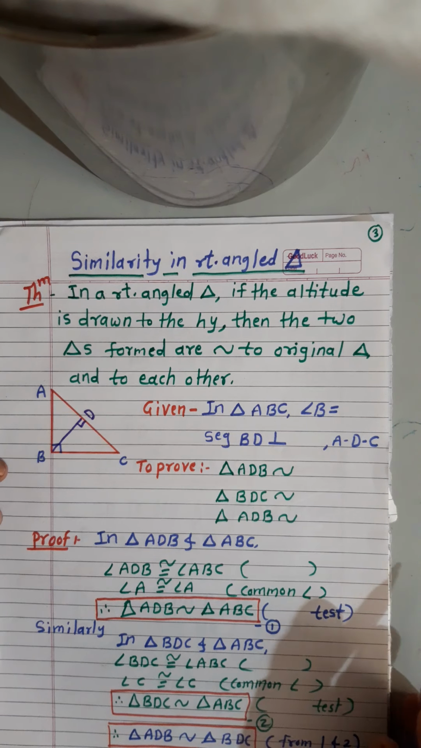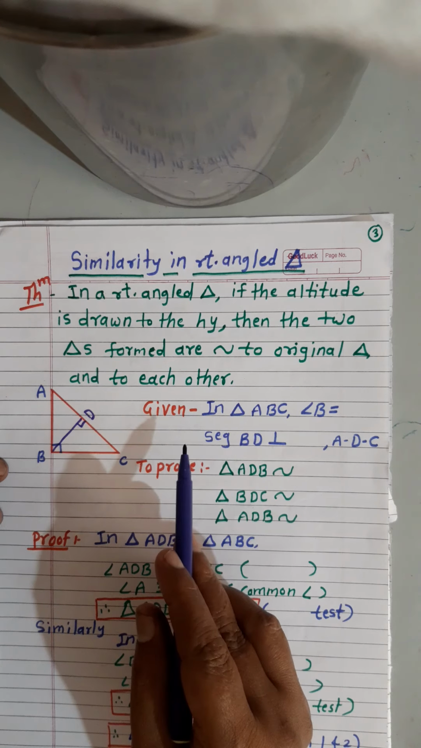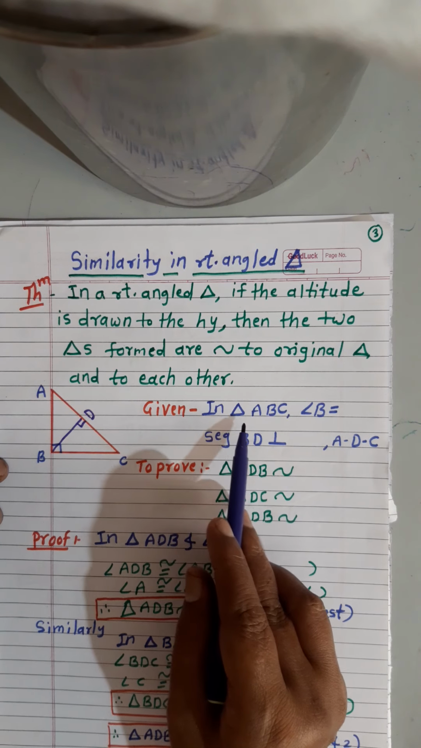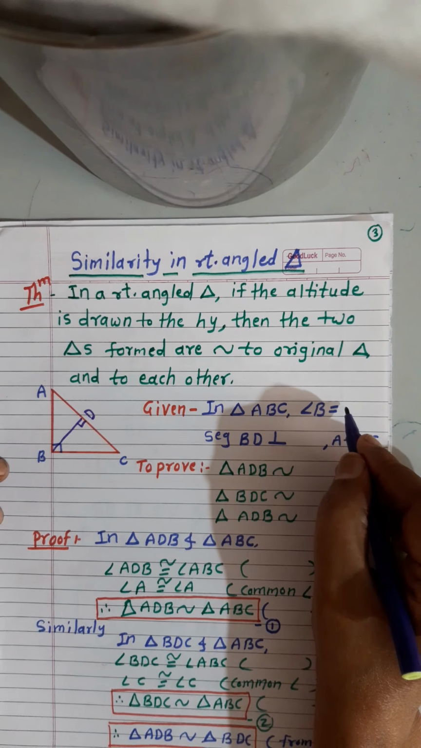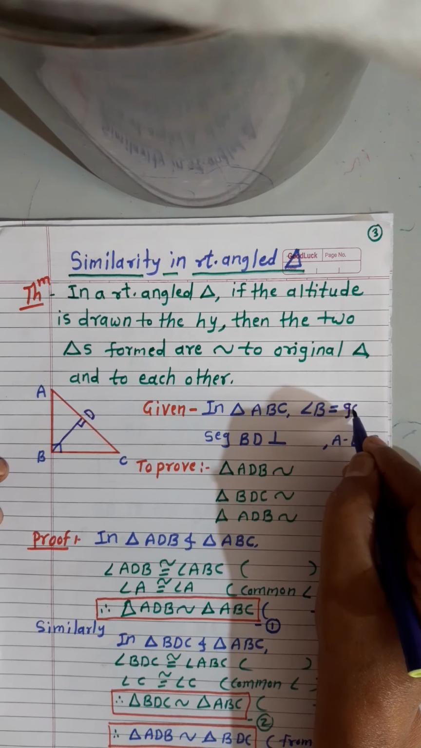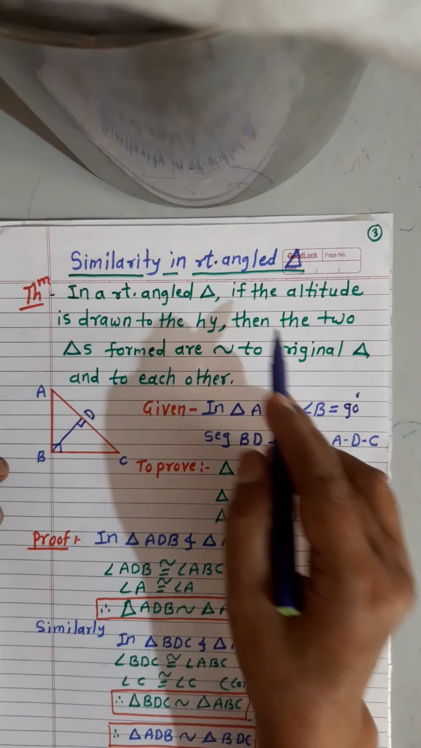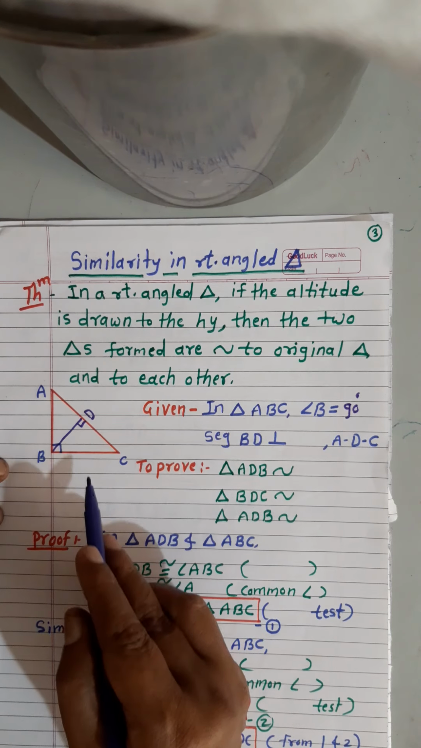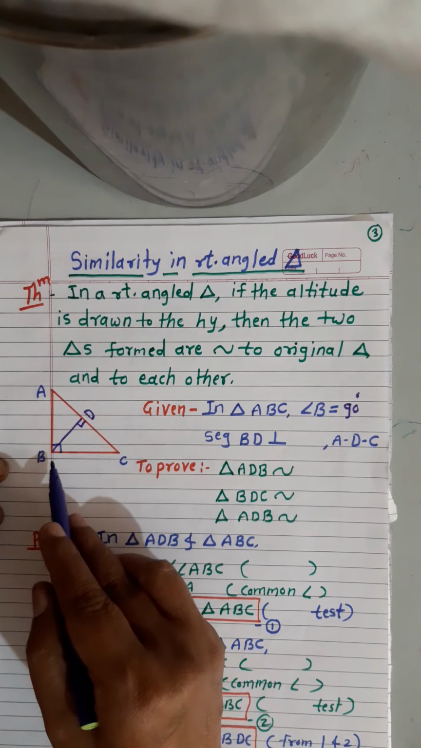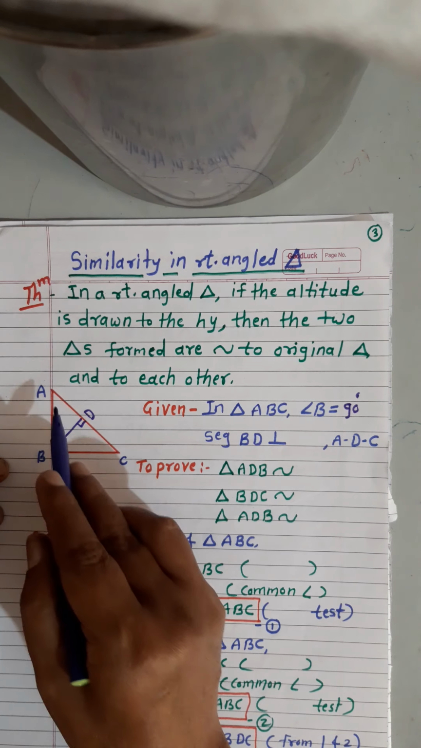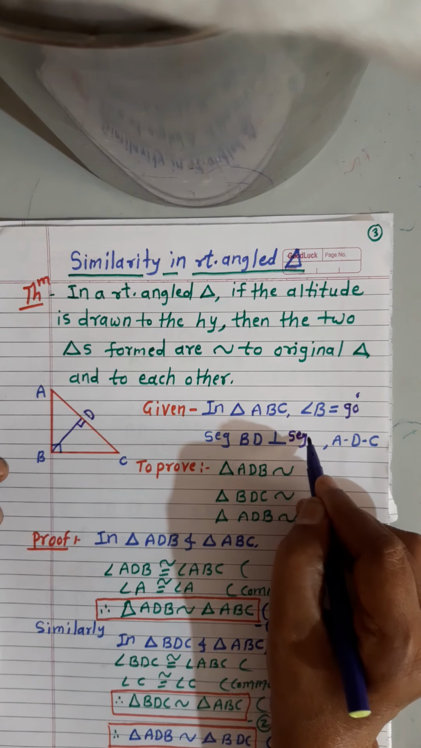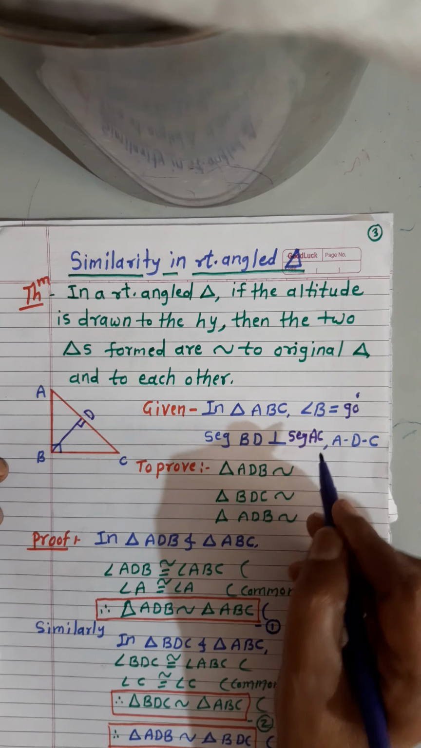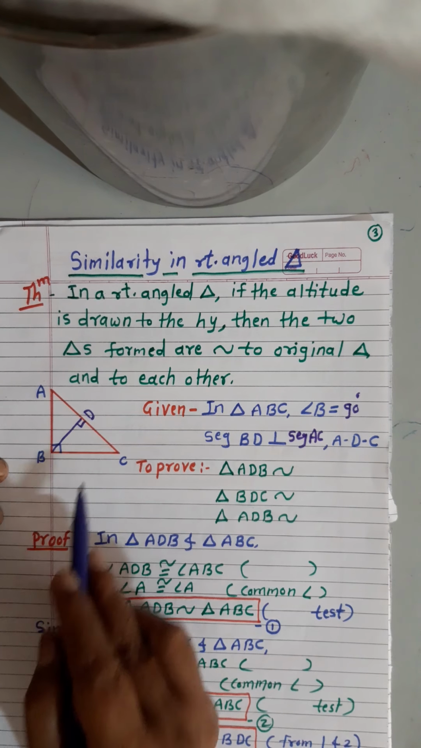Now see, what is given in the right angle triangle? Given is, in triangle ABC, angle B is how much? 90 degrees. It is a right angle triangle. And the altitude is drawn to the hypotenuse: we have drawn segment BD perpendicular to segment AC. And here is betweenness A-D-C.